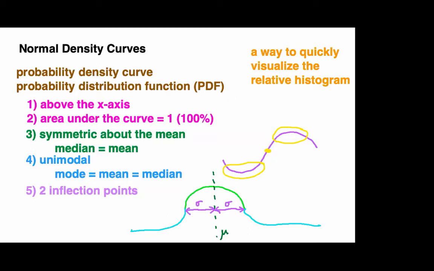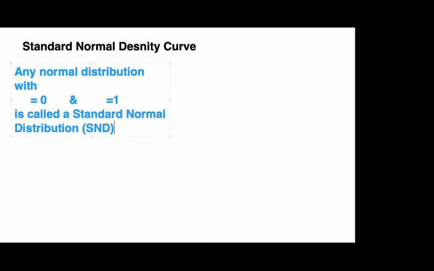Now we are going to focus our attention on a special normal density curve, the standard normal density curve. This refers to any curve that has a normal distribution with a mean of 0 and a standard deviation of 1. Any normal distribution with these two attributes is called a standard normal density curve, which is also called a standard normal distribution, often abbreviated SND. SNDs prove to be very useful throughout all of statistics because they allow us to compare any one normal distribution to any other normal distribution.